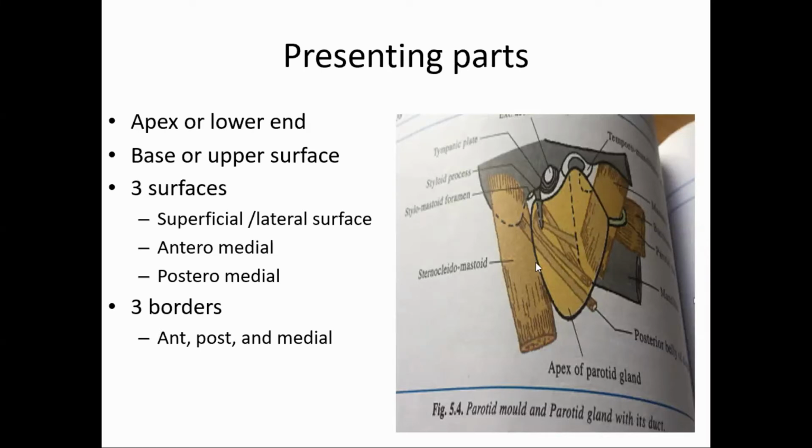Then the anterior border and the posterior border. The anterior border is a partition between which surfaces? The superficial surface and the anteromedial surface. The posterior border? The superficial surface and the posteromedial surface. And the medial border is the junction between the anteromedial and posteromedial surfaces.